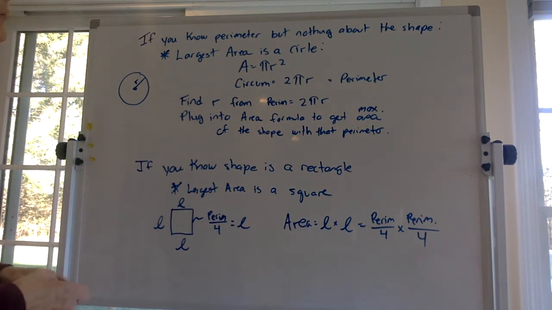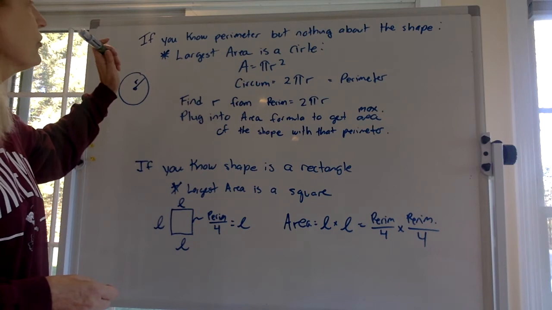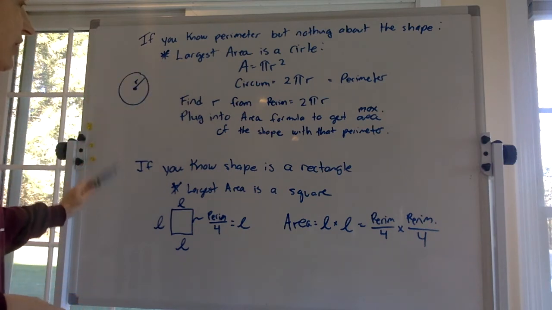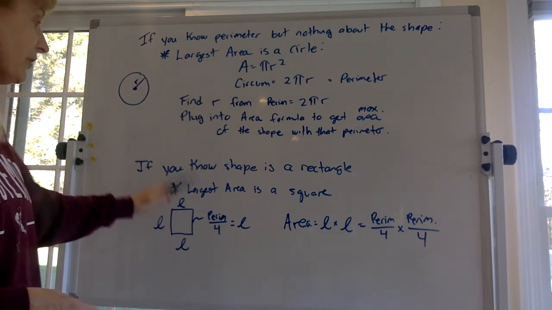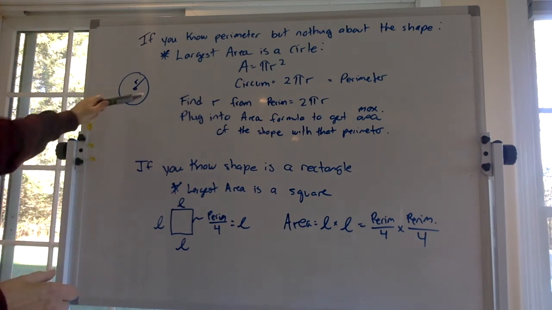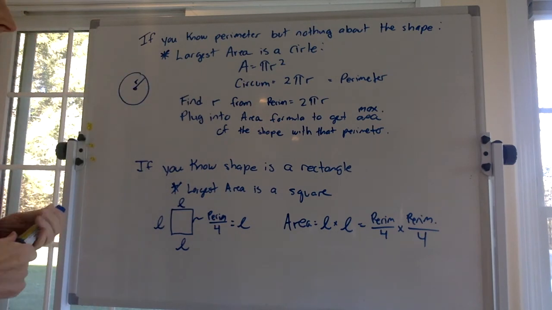So that's why if you see a problem where they don't tell you anything about a shape, the largest area is a circle. If they tell you it's a rectangular shape, the largest area is a square. And these are the formulas that you use to solve for the areas. Okay? So I hope that helps.